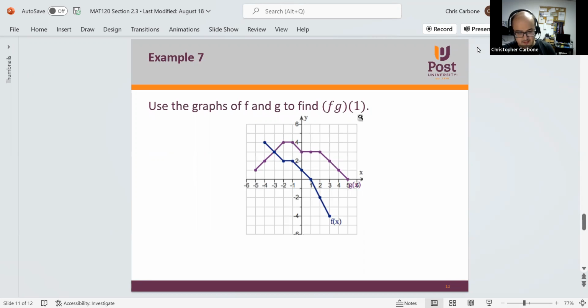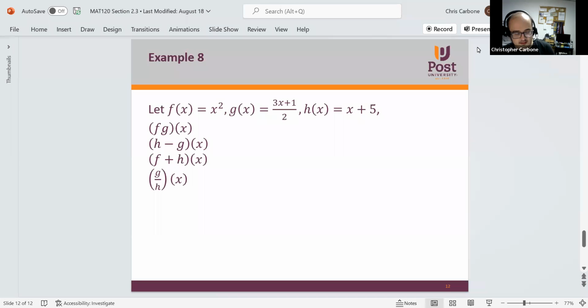For this next example, based on this graph, we want to find f times g of 1. So at the value of 1, f here is 1, and g is 3. So 1 times 3, this would give us a nice value here of just 3. And then finally, this last one.